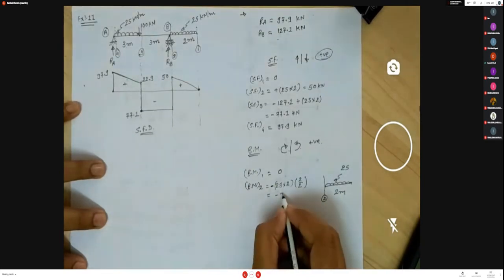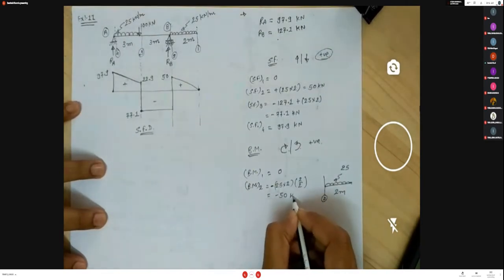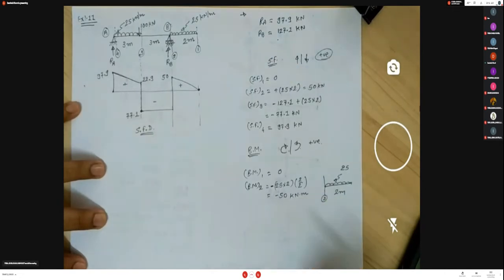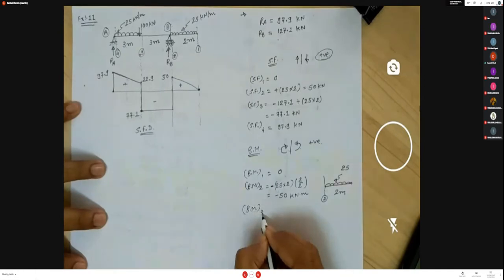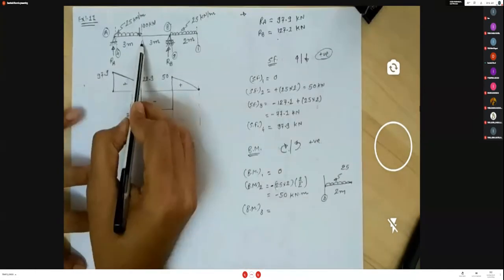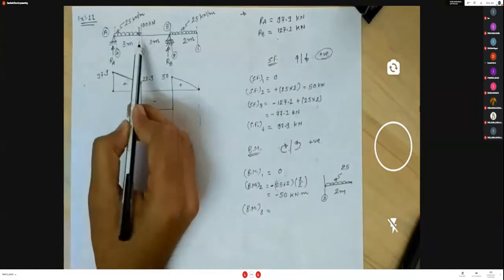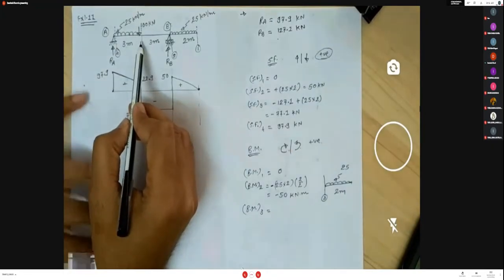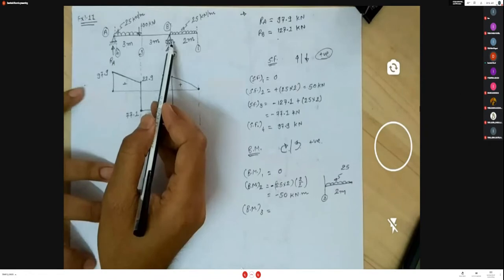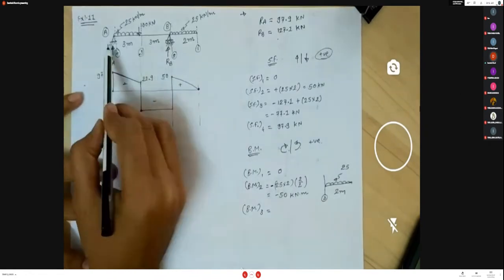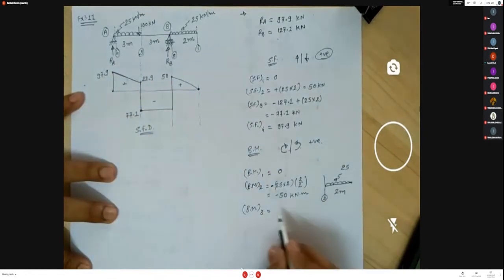Okay? So minus 50 kilonewton into meter. Now bending moment at section 3 here. If you consider the left hand side or right hand side, you get the same moment. Okay, I will consider the left hand side portion.